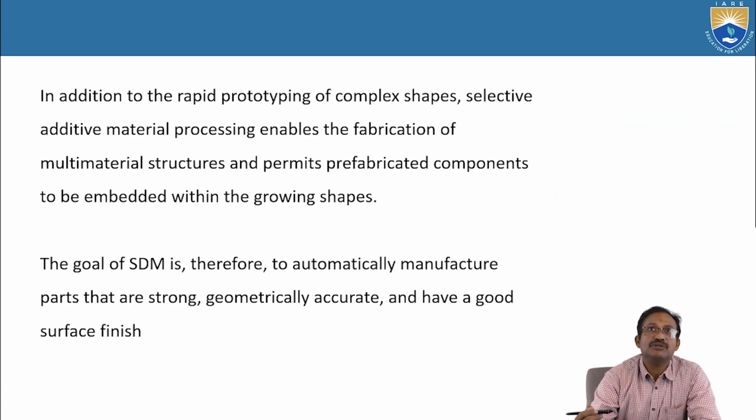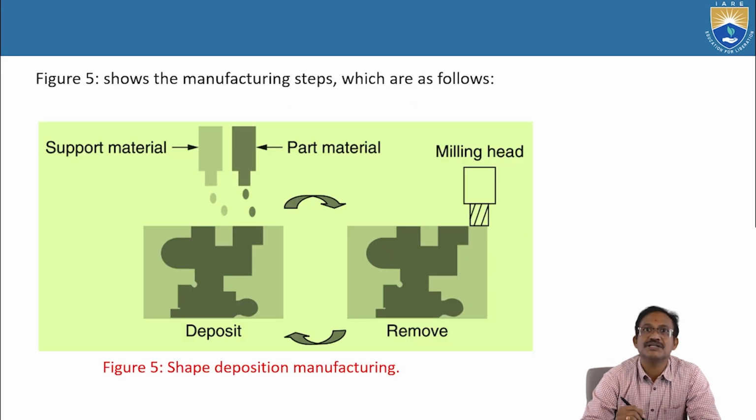In addition to the rapid prototyping of complex shapes, selective additional material processing enables the fabrication of multi-material structures and permits prefabricated components to be embedded within the growing shapes. The goal of SDM is therefore to automatically manufacture parts that are strong, geometrically accurate, and have a good surface finish. So look at this figure, shape deposition manufacturing, SDM.